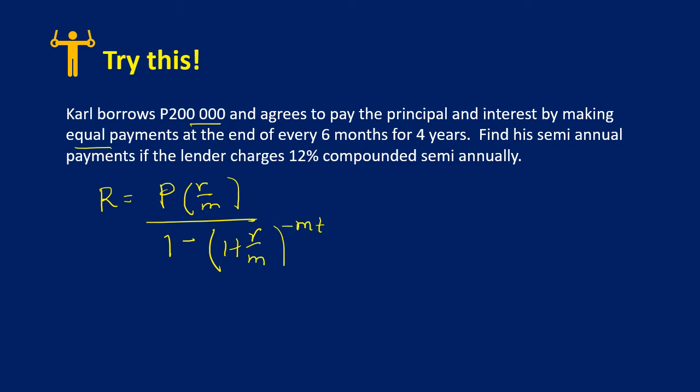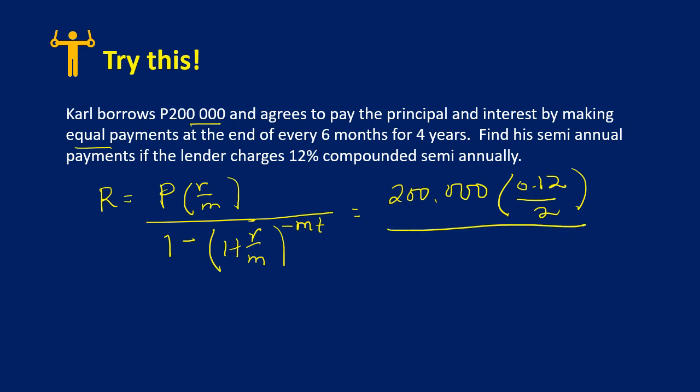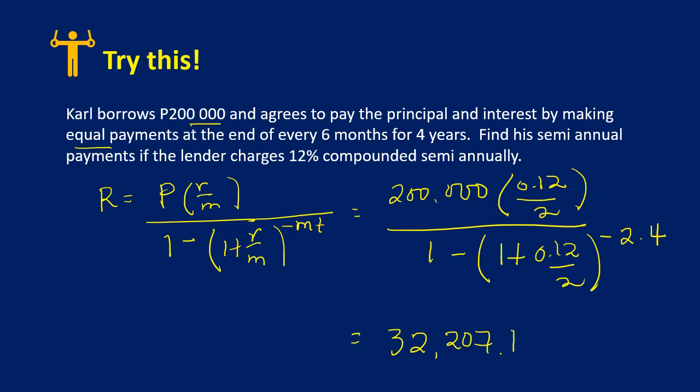Negative, empty. Okay, so that's 200,000 times 0.12 over 2, all over 1 minus 1 plus 0.12 over 2 raised to the power of m, which is 2 times 4. So when you use your calculator, you will end up with 32,207.19.